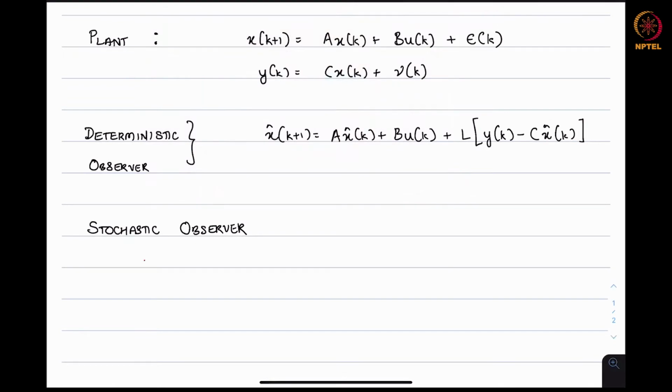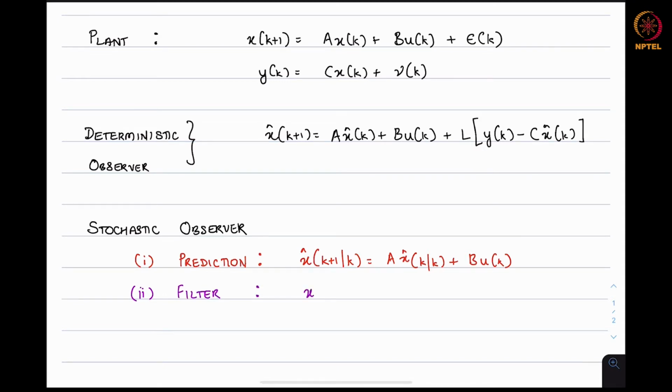Okay, and one is a one-step prediction, and the prediction equation is x hat k plus 1 given information up to time k is a x hat k at k plus b u k. And the filter correction is x hat k at k is going to be equal to x hat k at k minus 1 plus K multiplied by y k minus c x hat k at k minus 1.